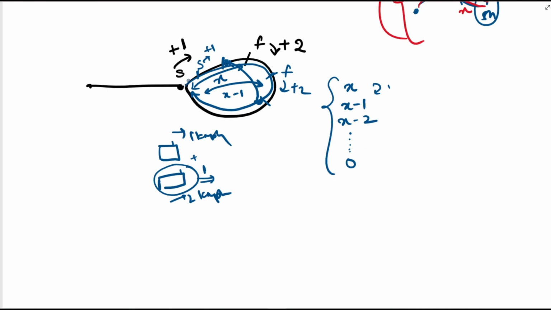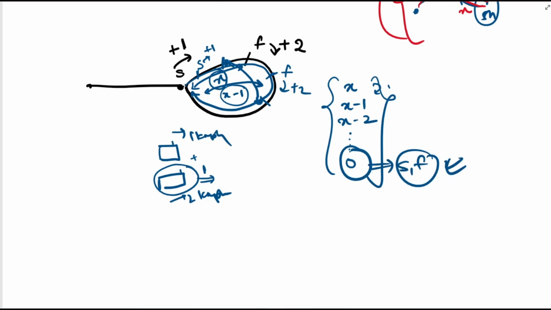So it is a simple observation that it starts with X, and then F moves with +2, so the distance will be X minus 1, and so on. That is how we can say that S and F will definitely intersect.